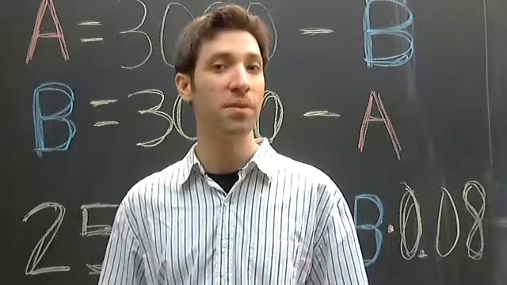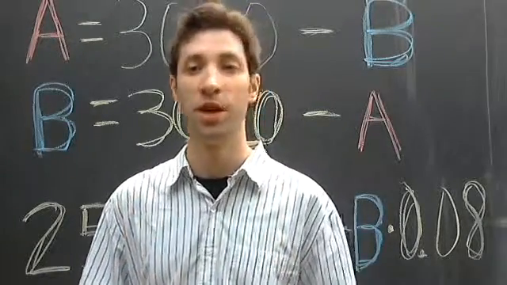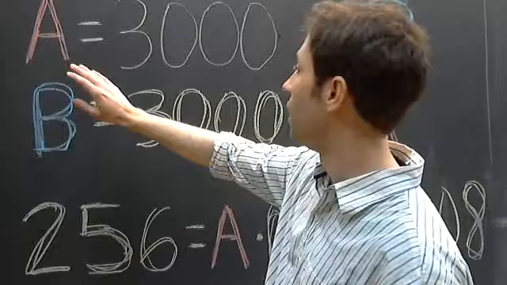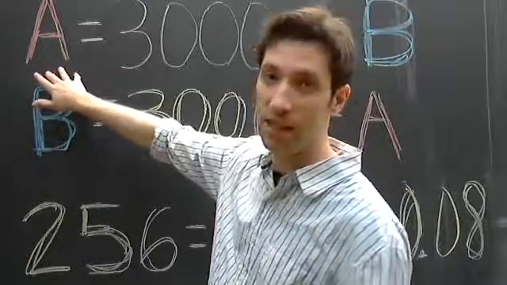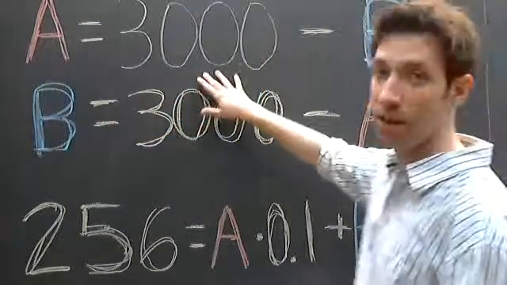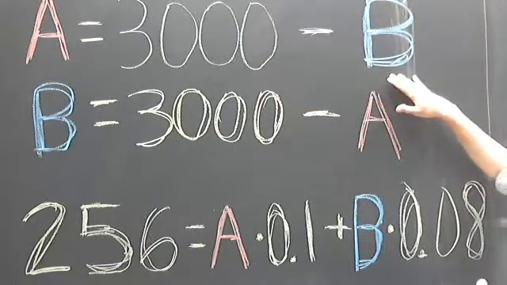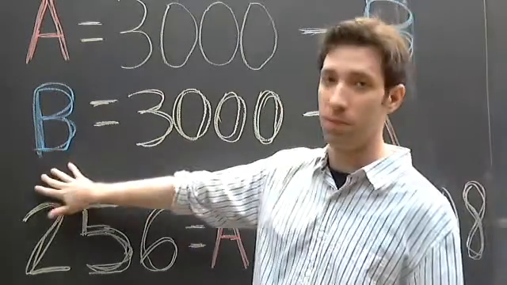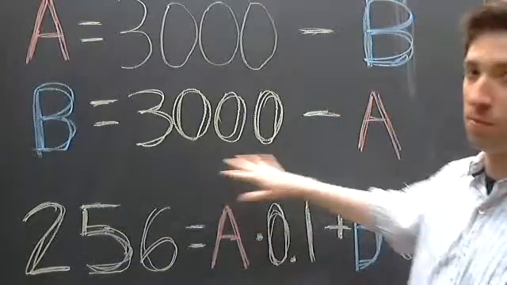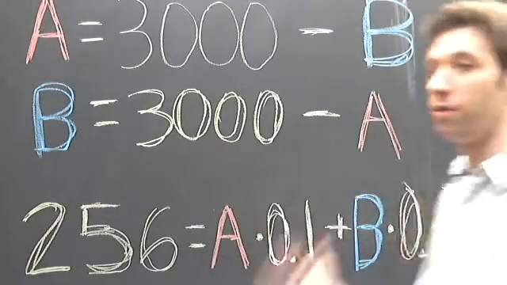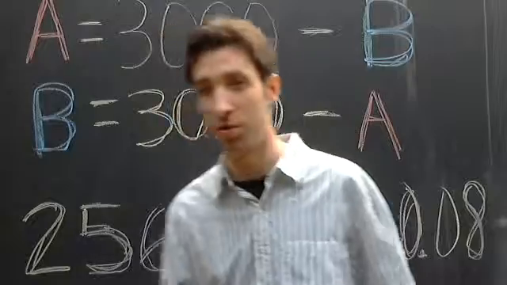So knowing that piece of information, we can set up two equations. We can say the money that goes into account A is going to be equal to 3,000 minus whatever goes into account B. And vice versa. We can say that whatever goes into account B is going to be $3,000 minus whatever goes into account A, because there's a total of $3,000 and it has to go into one of those two accounts.